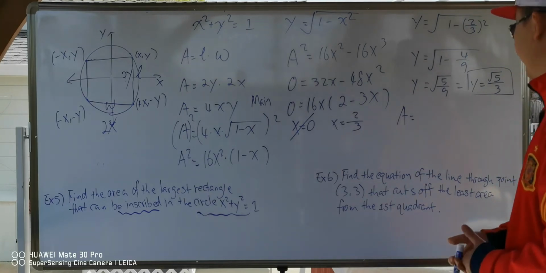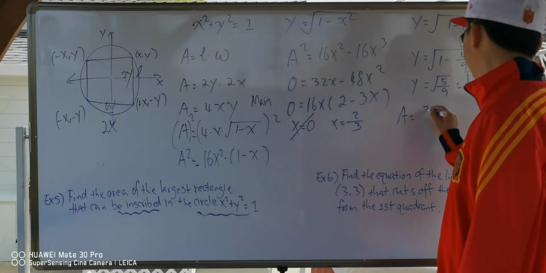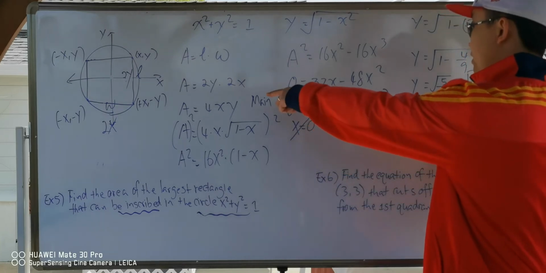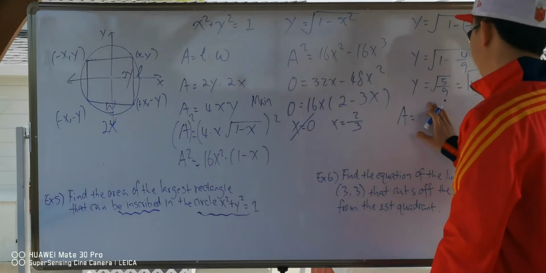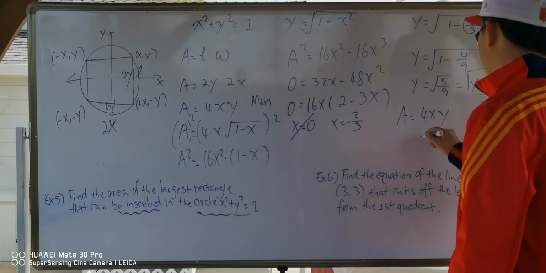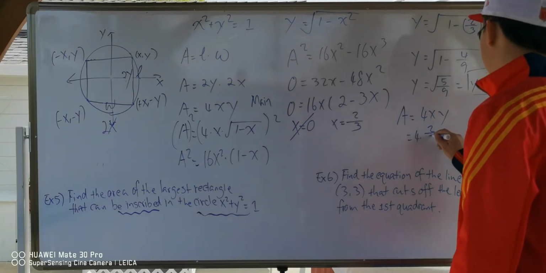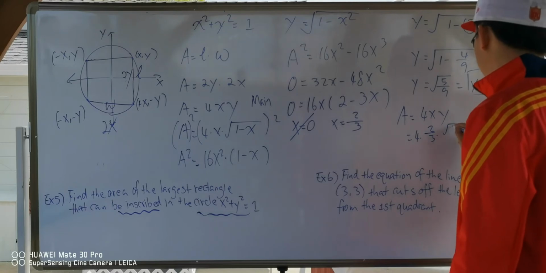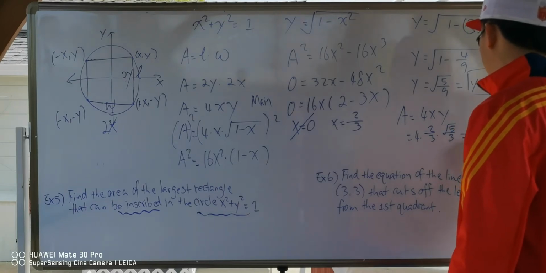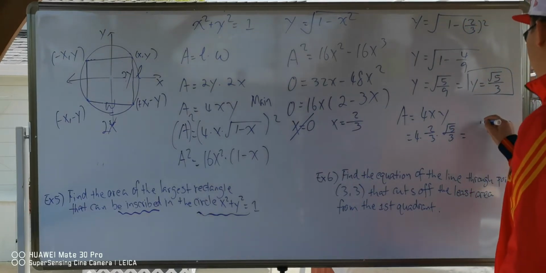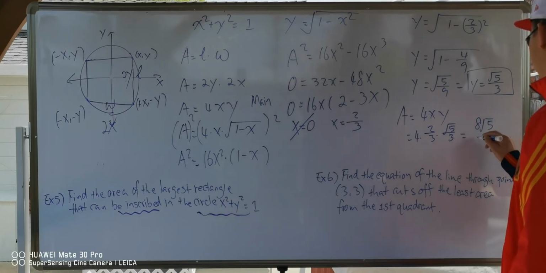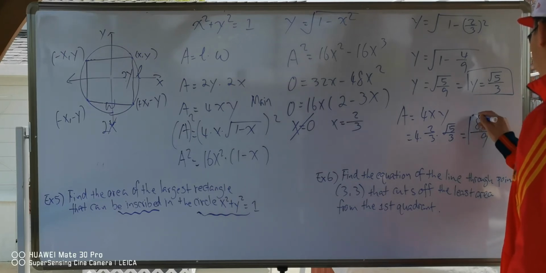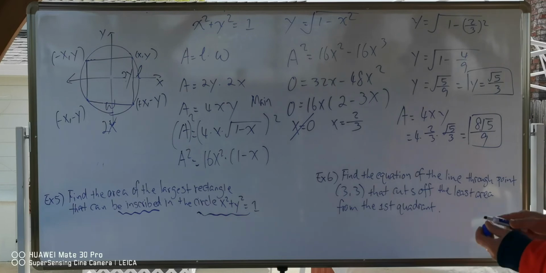So we got x equals 2/3. So we do know that the area of this rectangle is 4xy. So 4 times 2/3 times root 5 over 3. So we do have a root 5 over 9. And that's the area of this rectangle.